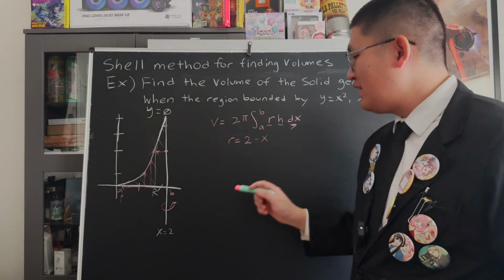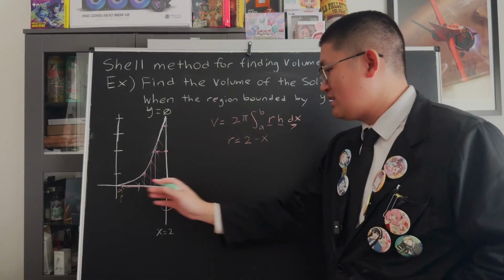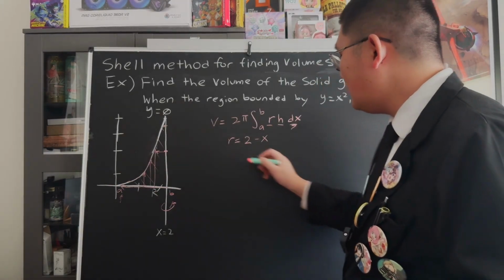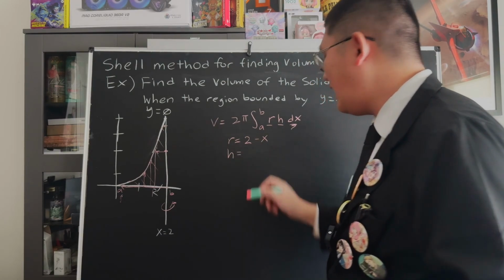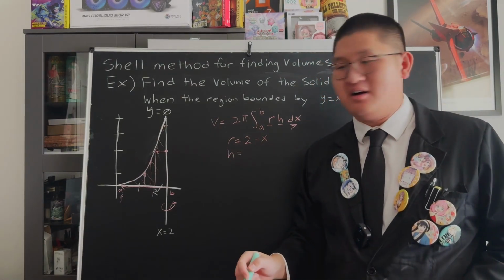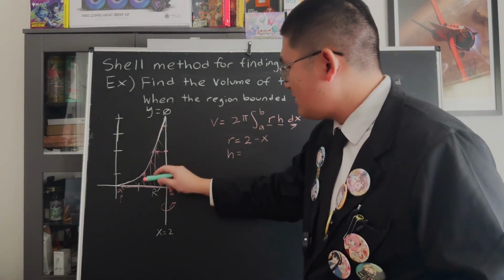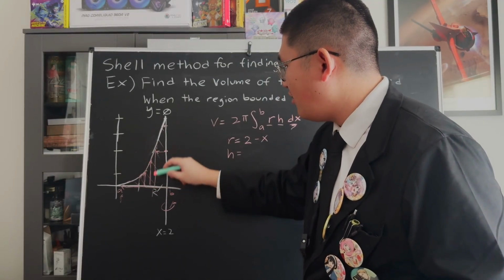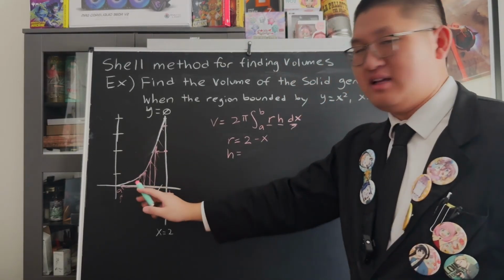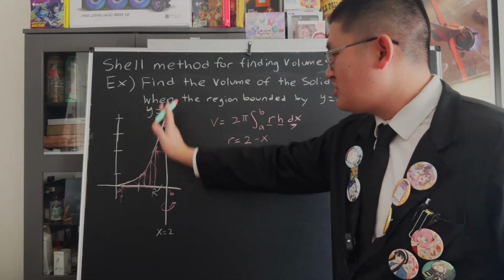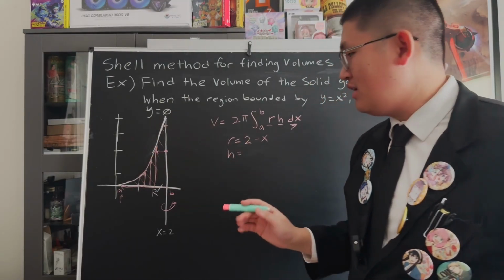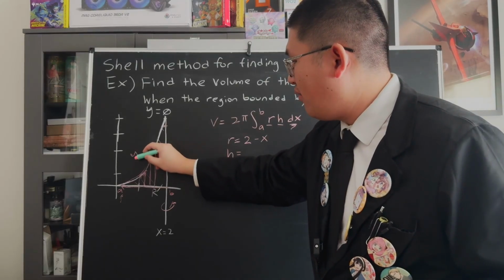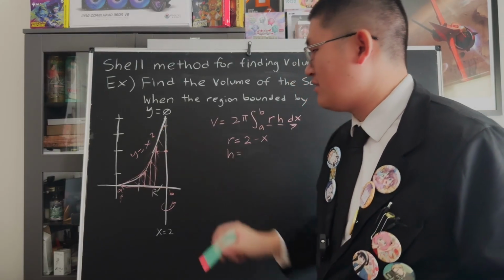So with 2 minus x being there, and that does make sense as the radius will decrease as we move across the x-axis, but then we must determine what the height is for this type of shell. And of course, with the height, we are moving up across with each individual part of the limit. Again, that's going to be how high each shell is as it gets rotated across. And that is simply going to be the actual function itself, y is equal to x squared.